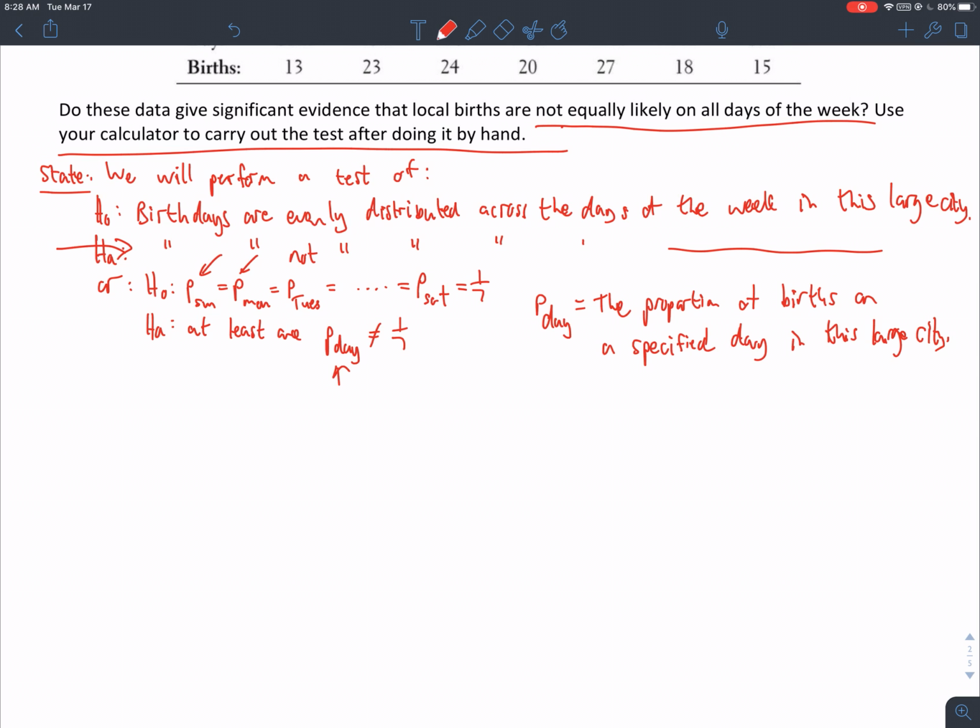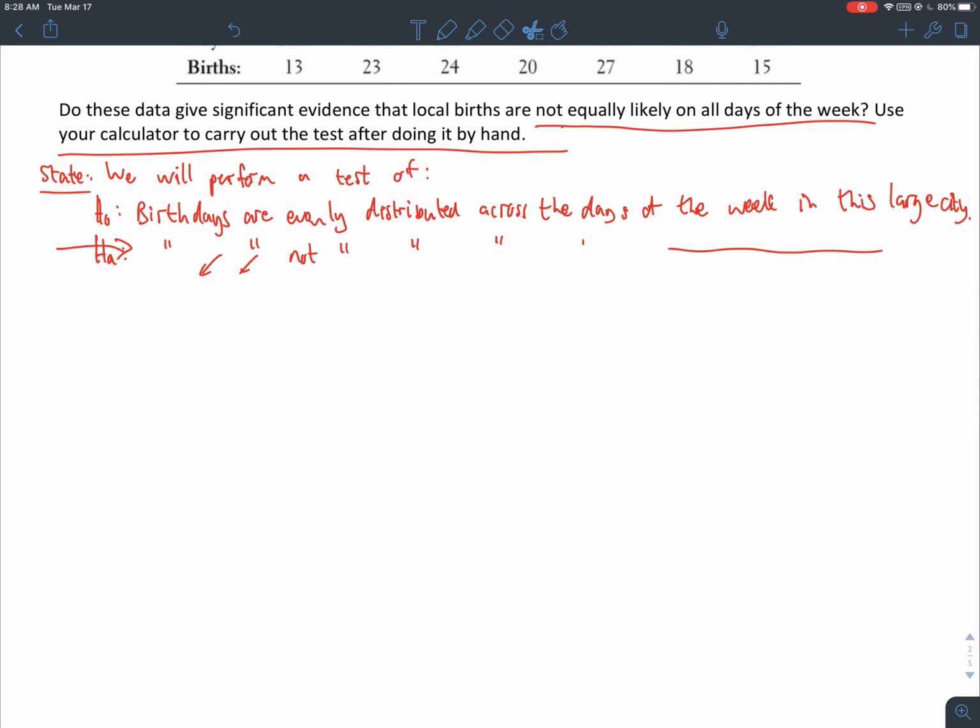Okay, pick one. For now, let me erase this so I have more space to do the rest of the test. Pick the way that you want to do it and go for it. All right? So I'm going to leave it at this. And then also, please always state your significance level. Let the significance level be 0.05. All right. Then plan.